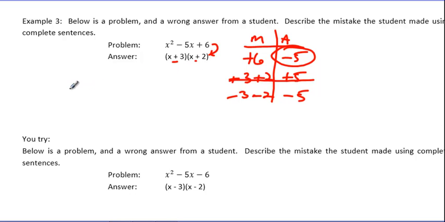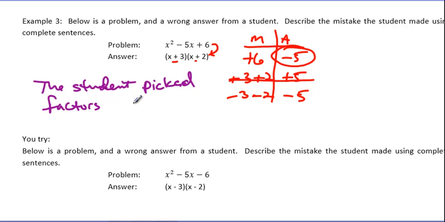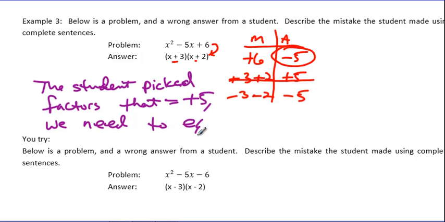So describe the mistake that the student made. The student picked factors that equal positive 5. We need them to equal negative 5. Alright? So, something to that nature. Again, it doesn't have to be word for word. But you have the idea.